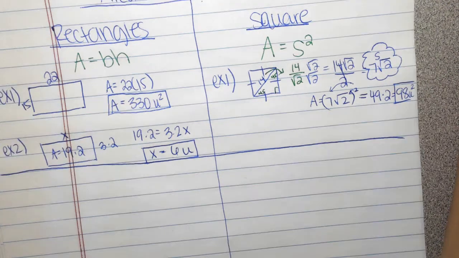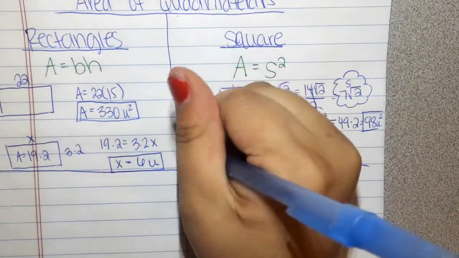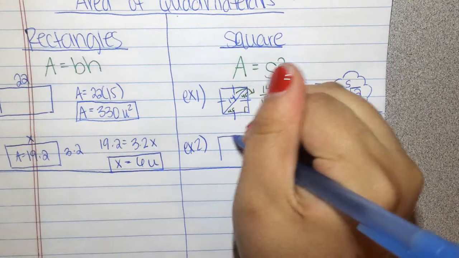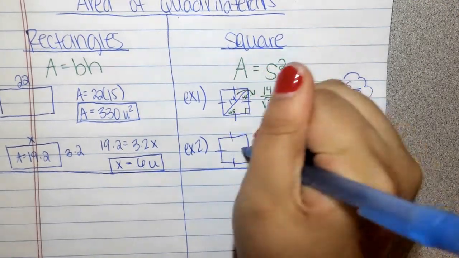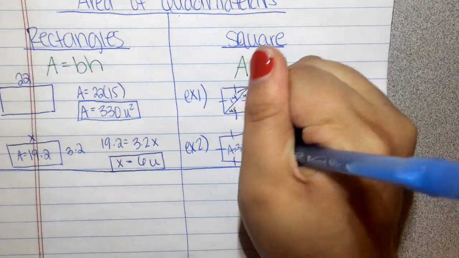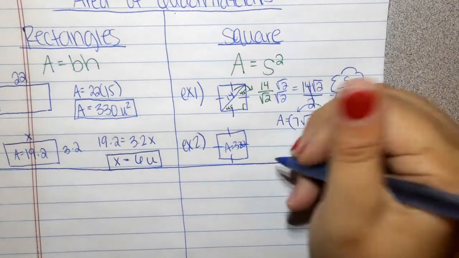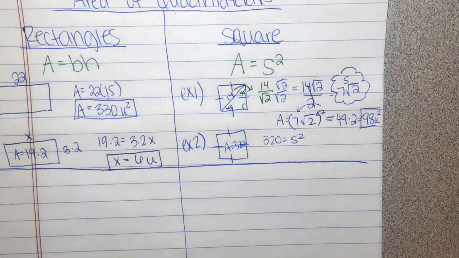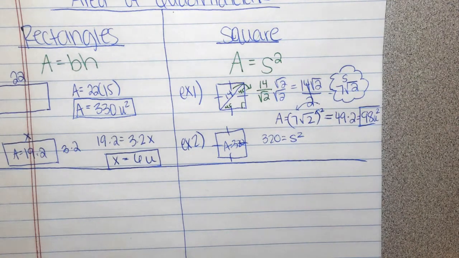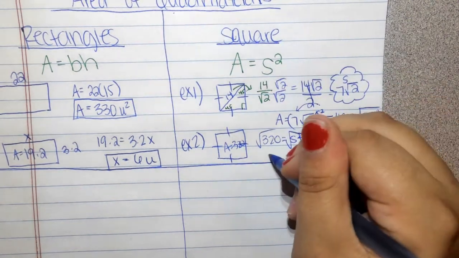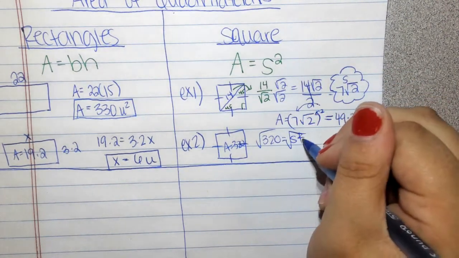Okay, so example 2. So for this one, if I give you a square and I tell you that the area is 320, how would you find each side? Well, if the area is 320 and that equals s squared, to get S by itself, we would square root both sides. So then I would get the square root of 320.